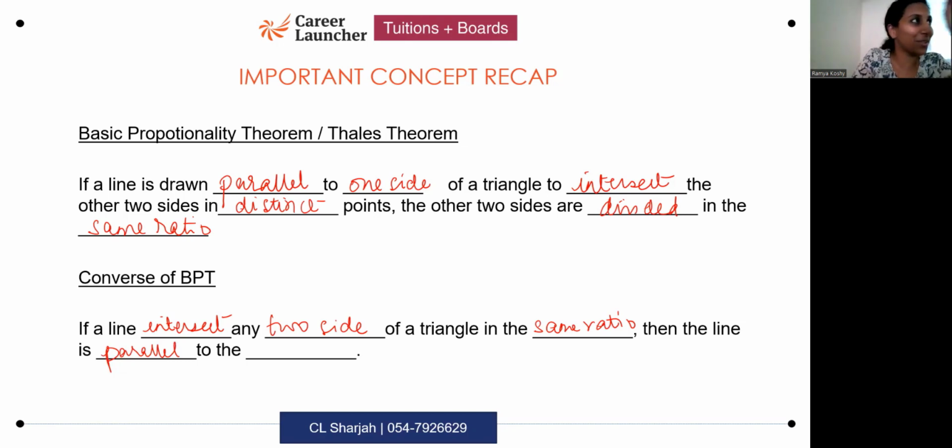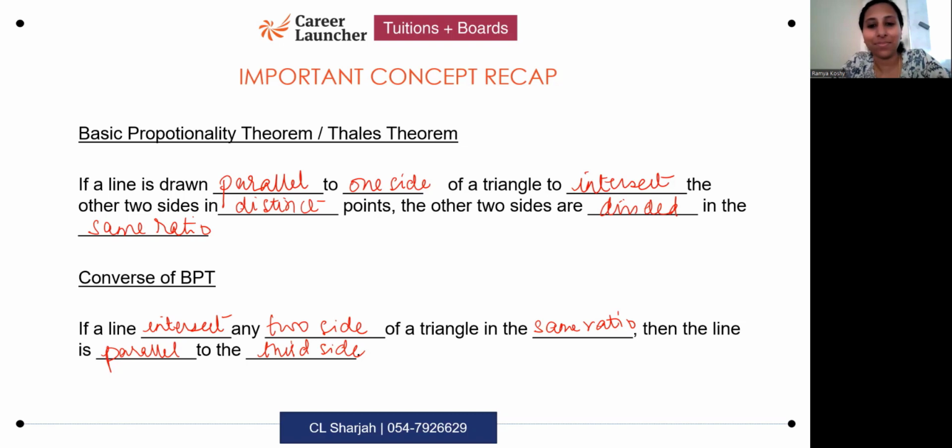The line is intersecting two sides, right? It's parallel to the third side. Okay? The leftover side. No. Converse of BPT proof is not there. Okay? Main BPT proof. Converse of BPT statement is important. Statement you need not memorize, but understanding the statement is important because there are so many proofs where you have to use converse of BPT.